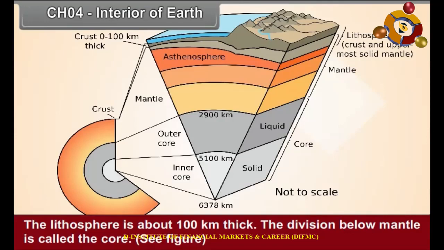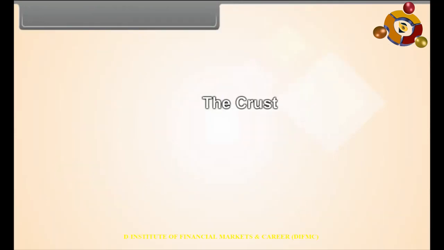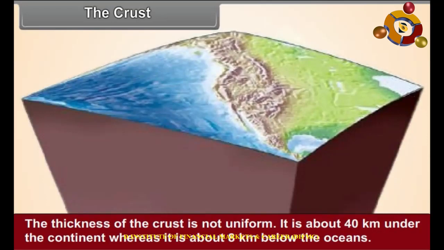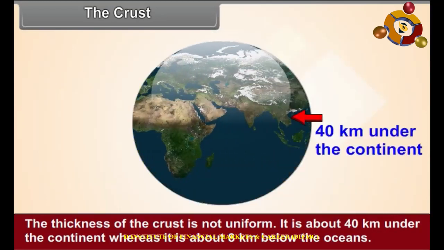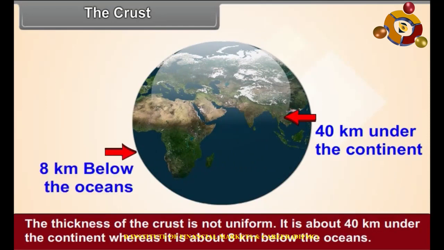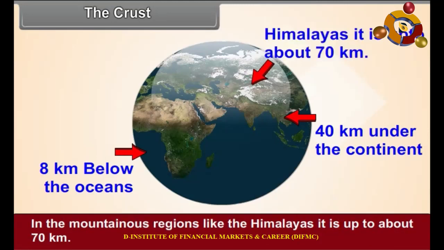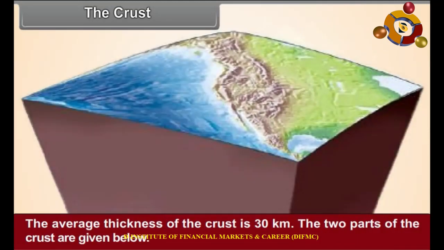See Figure 4.1. The crust. The thickness of the crust is not uniform. It is about 40 kilometers under the continents, whereas it is about 8 kilometers below the oceans. In mountainous regions like the Himalayas, it is up to about 70 kilometers. The average thickness of the crust is 30 kilometers. The two parts of the crust are given below.